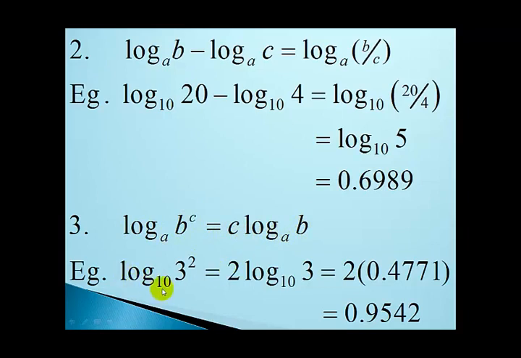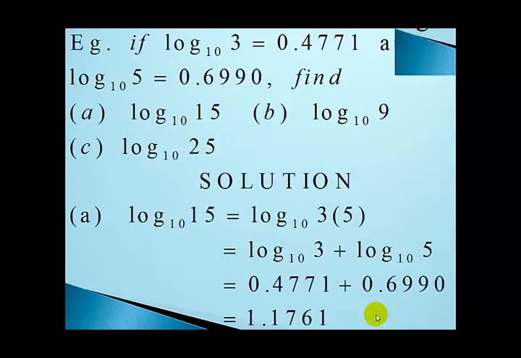Now what do we mean by that? If you have log 3 squared to the base 10, the exponent of the number 3 is 2, and according to the third law, 2 can take its position before the logarithm, and so log 3 squared to the base 10 is equal to 2 log 3 to the base 10, and this is equal to 2 times 0.4771, because log 3 to the base 10 equals 0.4771, and when you multiply 2 by 0.4771, the result is 0.9542.